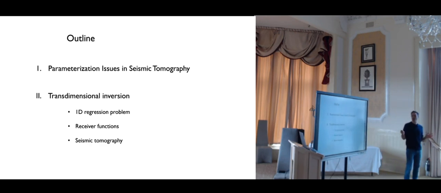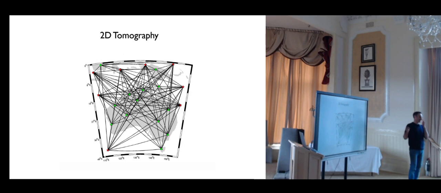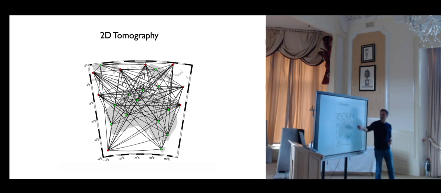And for that, I'm going to use again the classical travel time tomographic problem that we have seen a lot of times already. So here, this is a 2D tomography. We have sources at the surface of the Earth.